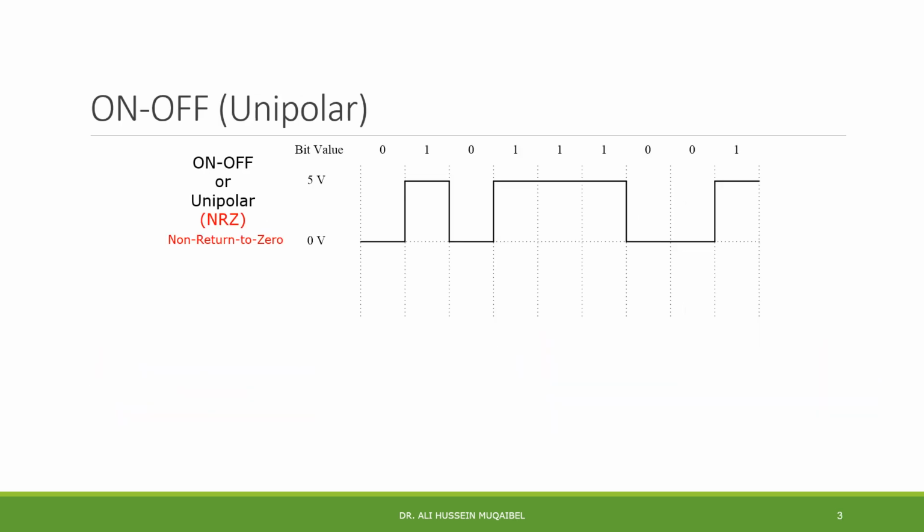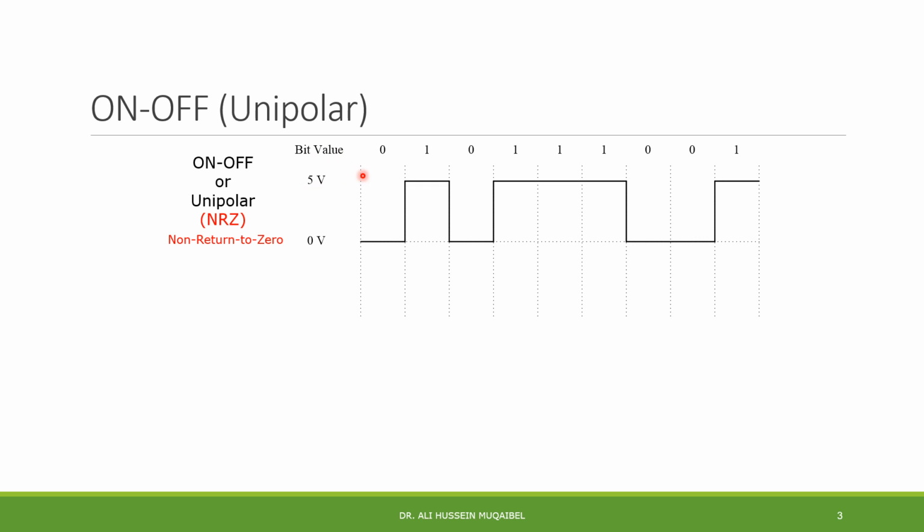Okay, the first line code is called on-off, or unipolar, and the name is clear. Unipolar because it's only one polarity, and on-off, we turn the voltage on. So we have, for example, 5 volt. It could be another value. The exact voltage level will determine the power. But here we're saying we have 0, 1, 0, 1, 1, 1, what have you. Then we represent 0 with no voltage, and 1 with positive voltage. Okay, that's as simple as that. This is called on-off. Off for 0, on for 1. It's also called unipolar because there is only one polarity for the voltage.